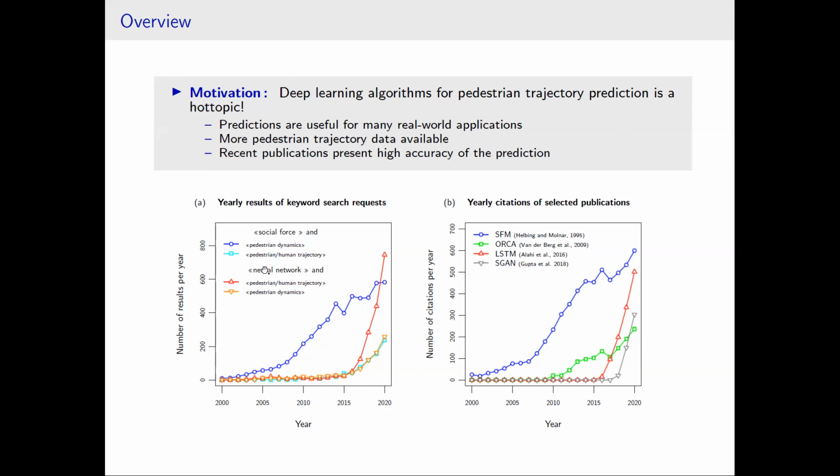And we also did a request for neural networks associated with pedestrian or human trajectories and for neural networks associated with pedestrian dynamics. You can see that most of all neural networks are associated with pedestrian trajectories, whereas social force is associated with pedestrian dynamics. And you can also see that the neural networks gained a lot of attention. Reasons for that are that the predictions are really useful for many real-world applications, and that the deep learning algorithms and neural networks have shown to be highly accurate in the predictions, or even better than the knowledge-based models, like, for example, the social force model from Helbing. And lastly, there is also a lot of data available recently, which makes this topic more relevant.